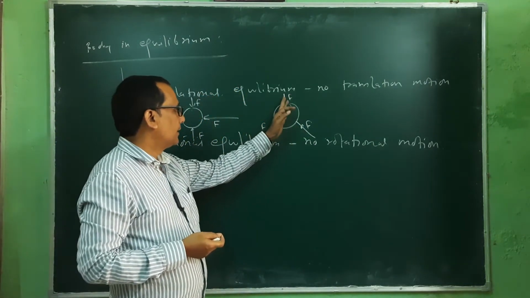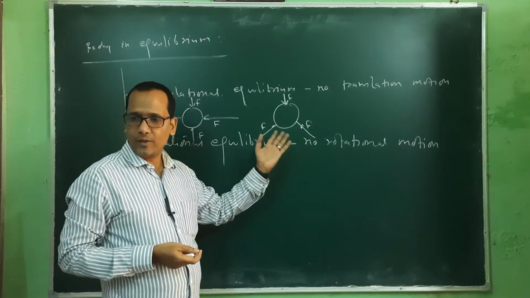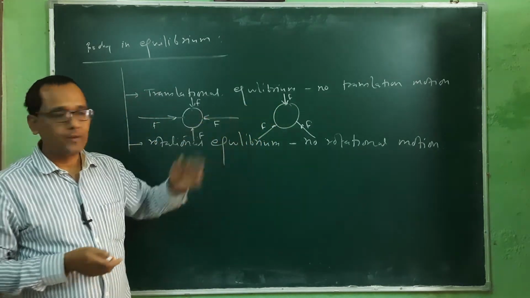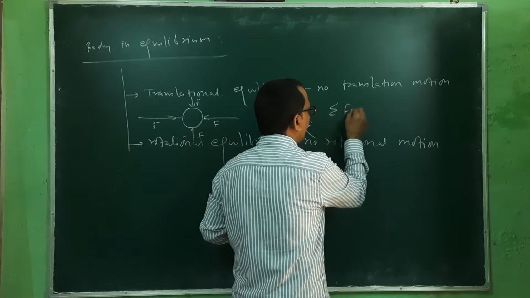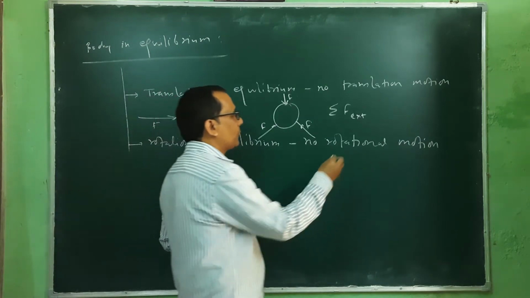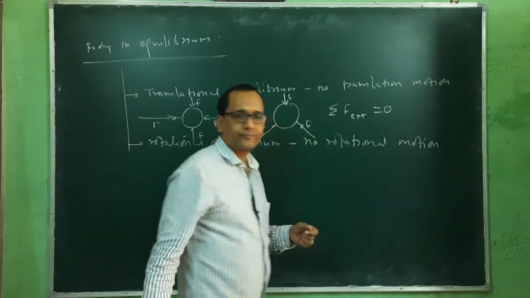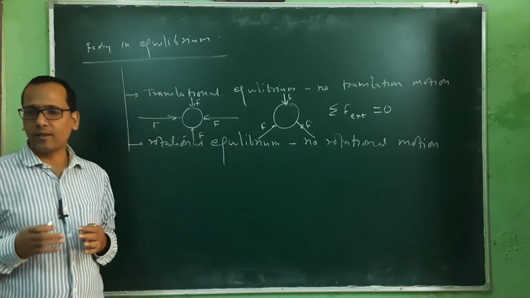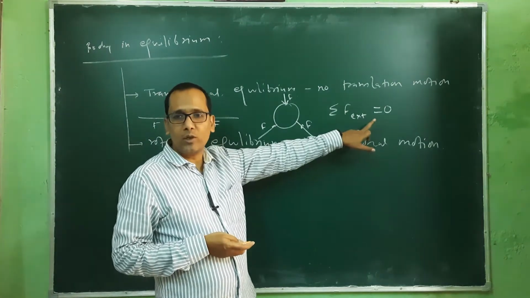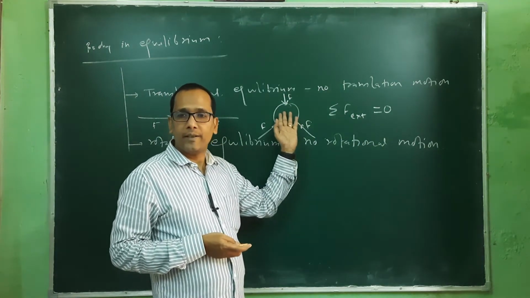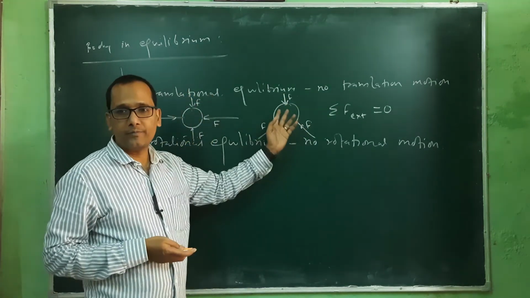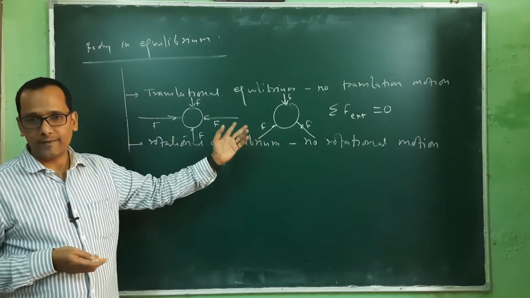And if the resultant force is equal to zero, then that body is known as in translation equilibrium. One can say the summation of F external on any body, if this is equivalent to zero, there are a number of forces applying on that body, but the vector sum of all external forces is equal to zero, then that body is known as in translation equilibrium. There is no translation motion. Why? Because all forces are balanced, cancelled each other, one can say.